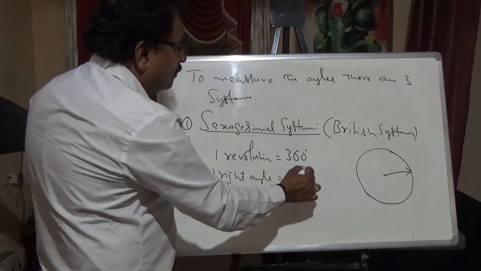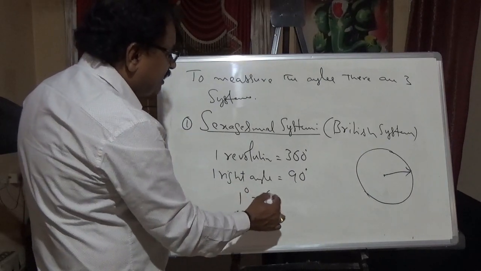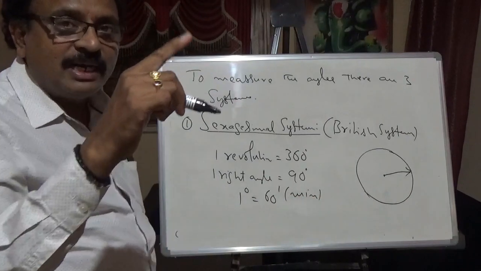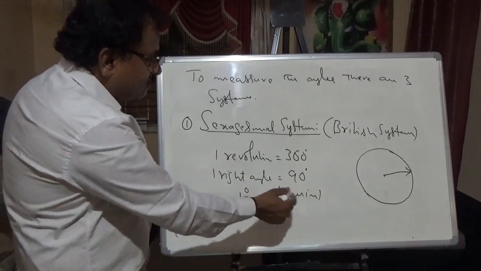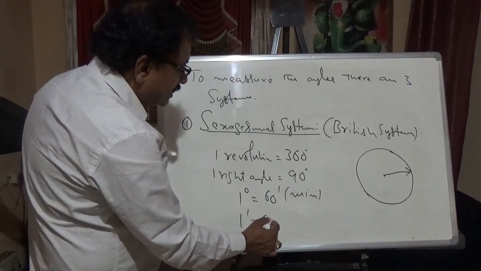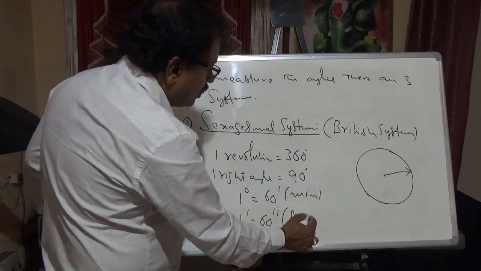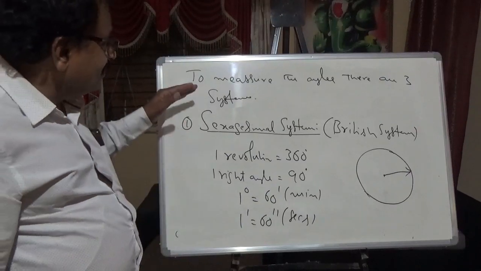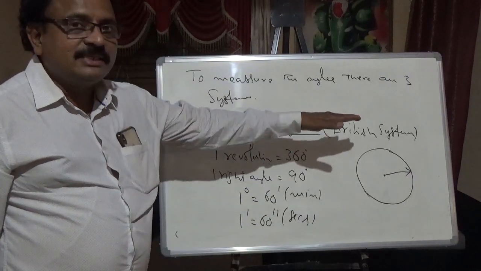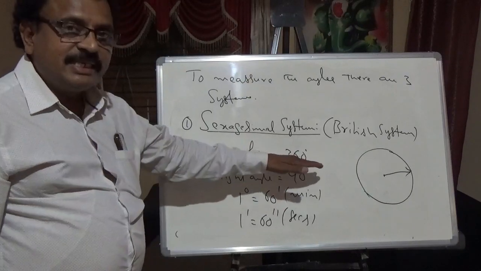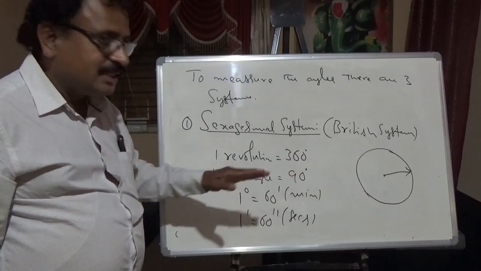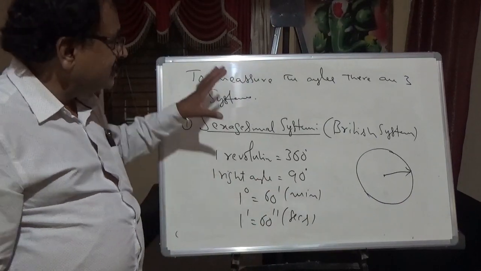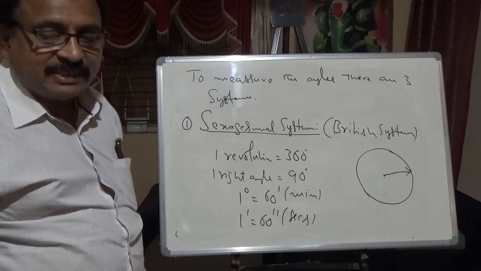One right angle, 90 degrees. 1 degree, 60 minutes. This is minute. If we keep one line on the top, that is minute. 1 minute, 60 seconds. Try to understand. To measure the angles, there are 3 systems. The first one is sexagesimal system or British system. One revolution 360 degrees, one right angle 90 degrees, 1 degree 60 minutes, 1 minute 60 seconds. This is sexagesimal system, first system.